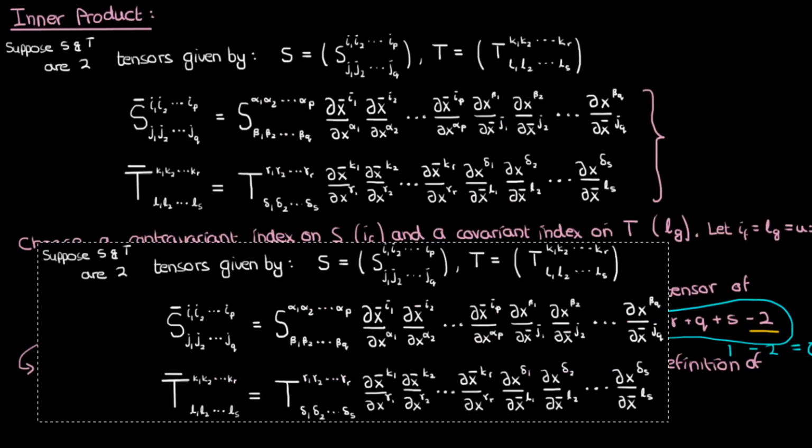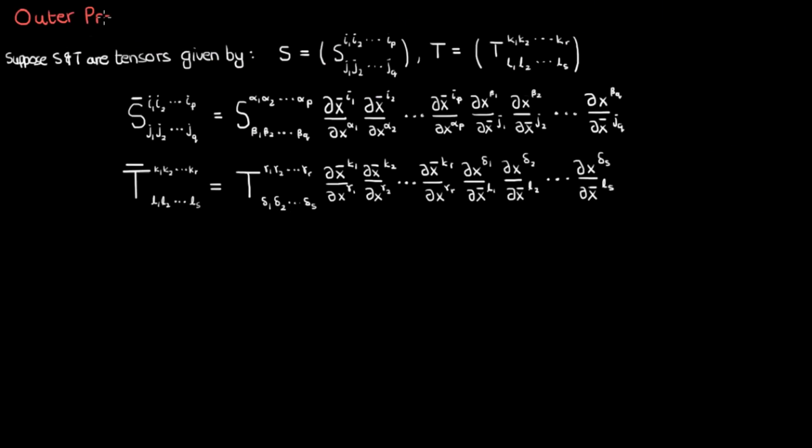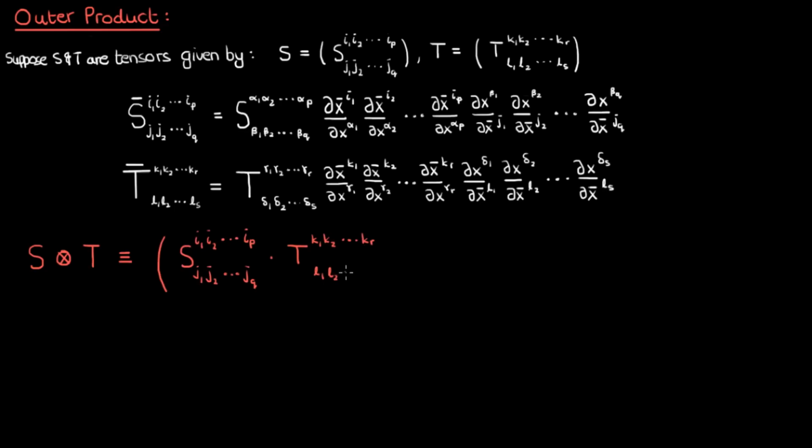The last operation we're going to discuss in this video is the outer product. Let's take our same two tensors S and T that we've been using throughout this video and their corresponding transformation laws. The definition of the outer product is pretty simple, although in terms of calculation effort, outer products can be difficult to calculate by hand. The outer product of S and T is a tensor whose components are the product of each component of S with each component of T.